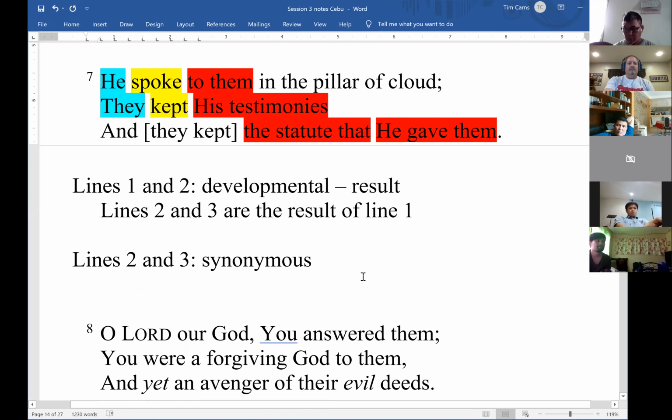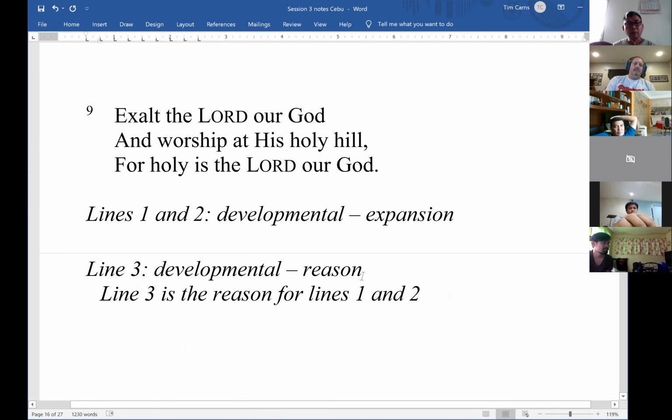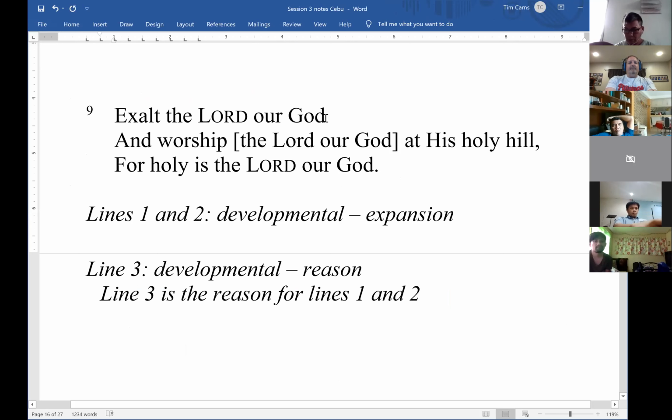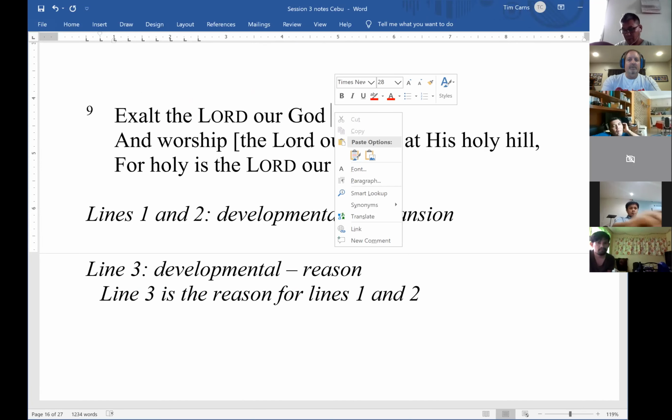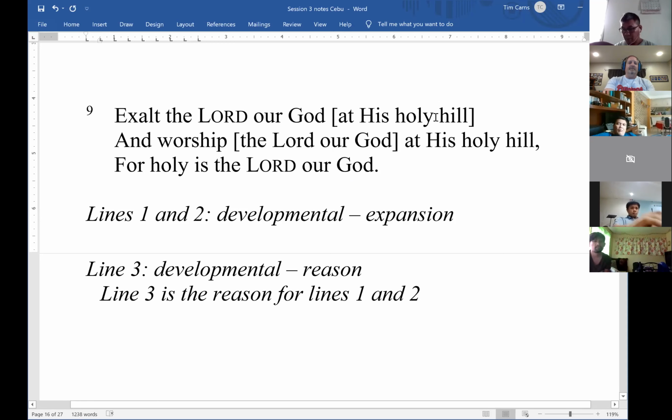Verses 9 and 5, lines 1 and 2, can it be synonymous? Exalt the Lord our God, like worship the Lord our God. Exalt the Lord God at his holy hill. Worship, so you'd be saying in line 1, yeah. But still we don't have in line 1 also the place where we worship God. So the Lord our God at his holy hill. Yeah, you normally don't. Can it be synonymous? I think if you have to assume that much has been taken out, it's probably not.